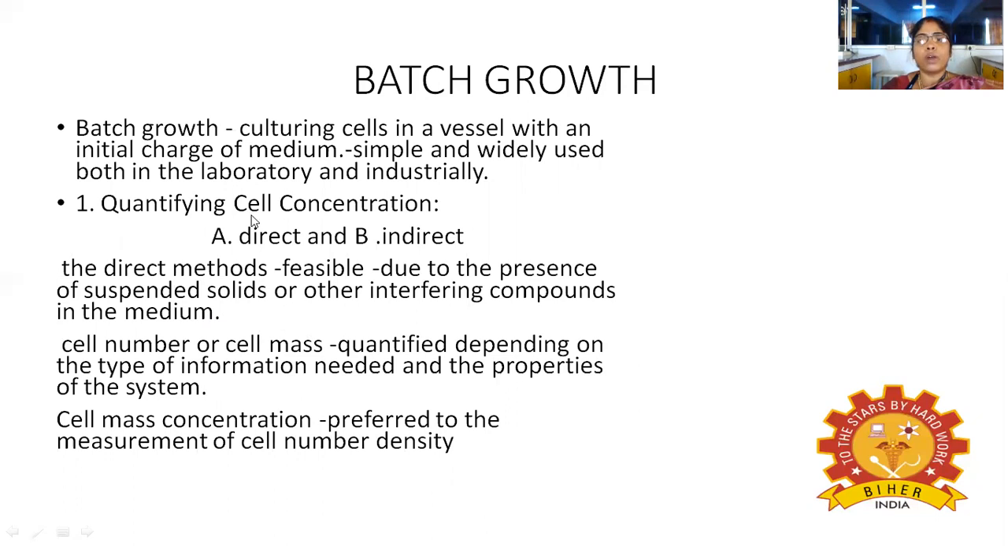How can we quantify the cell mass? It can be quantified by both the direct and indirect methods, in terms of cell mass or cell number. Always, cell mass concentration is preferred as the measurement over cell number density. Because the cells replicate fast, instead of counting the number of cells taken for growth estimation, we can measure the biomass, that is the cell mass formed at a particular time.